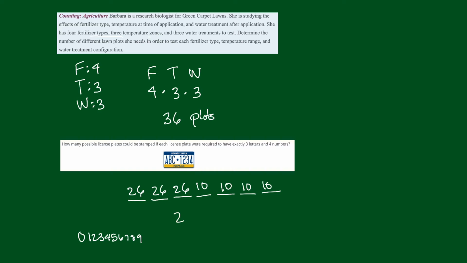So this is going to be 26 cubed times 10 to the fourth. My TI-84 says that's probably an okay way to leave it, but it comes out to 175,650,000 different license plates.